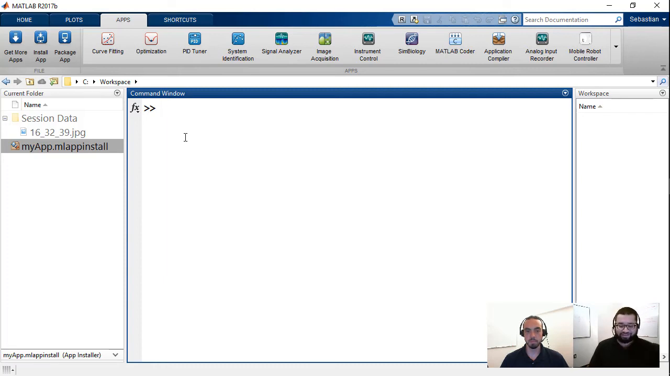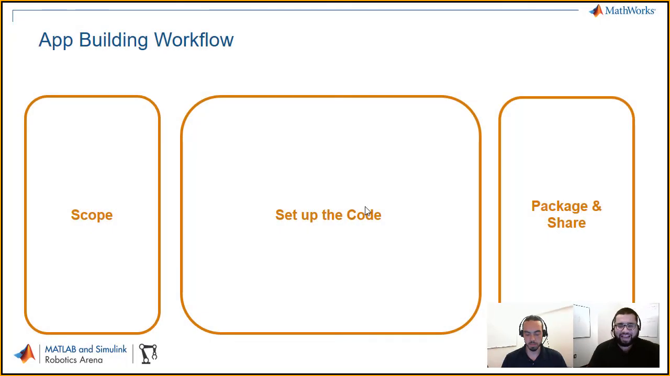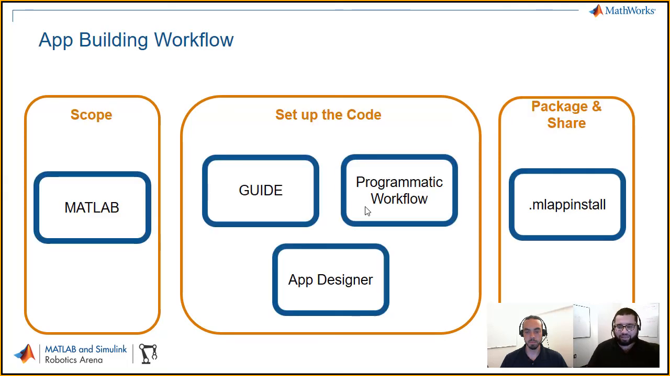I think it's time for us to move back to the presentation and do a quick recap on all that's happening. If you remember the app building workflow that we went through earlier, we had broken this up into three parts: the scope, setting up the code, and then packaging and sharing. Let's talk about each of these steps a little further. The way MATLAB tools and products map out to these different steps is that the scope for MATLAB apps is pretty much anything that you want to do in MATLAB and Simulink.